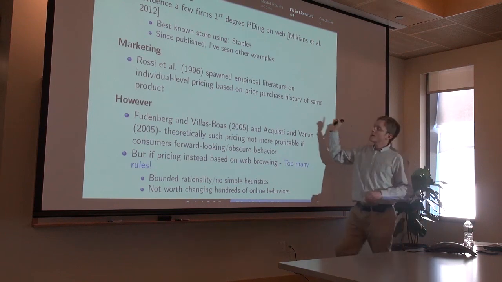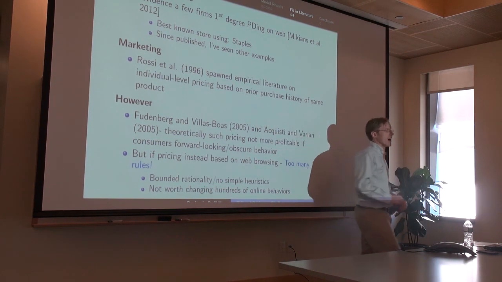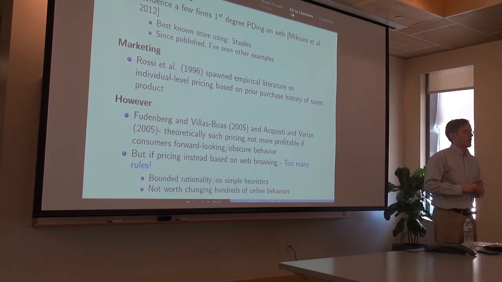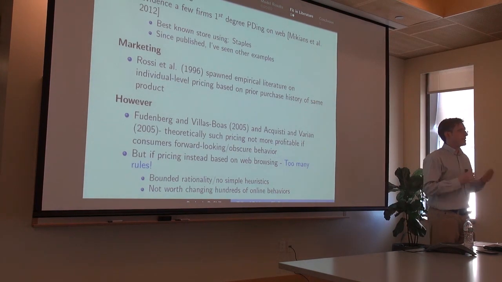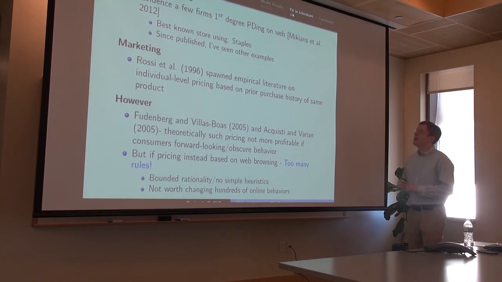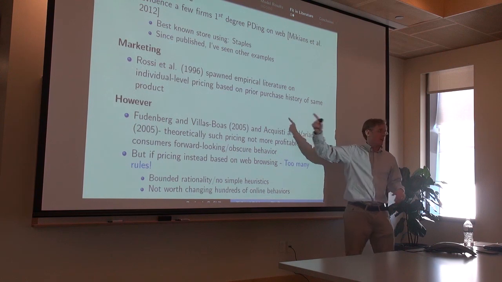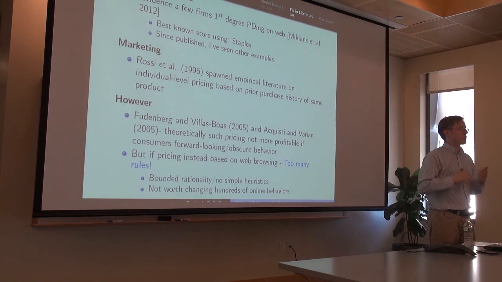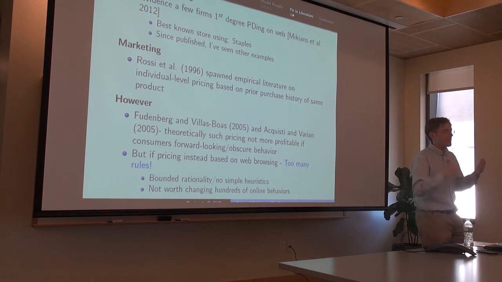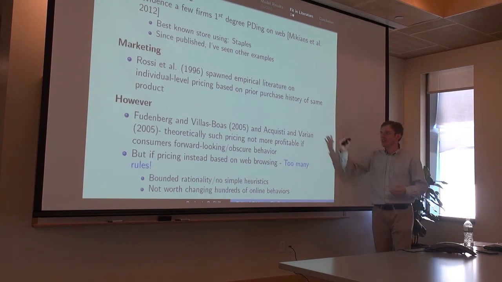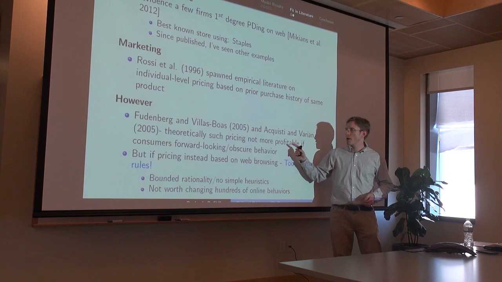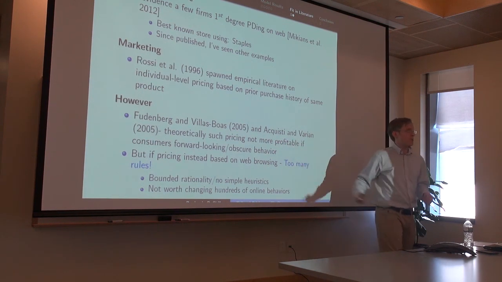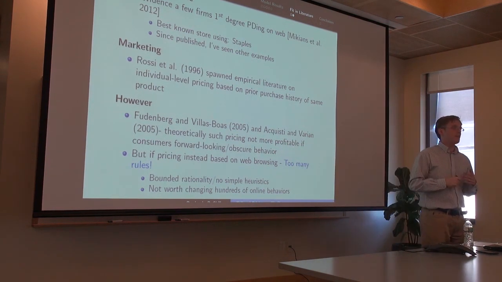Okay, so there actually was some work in marketing on person-specific pricing almost 15, 20 years ago. And what they did is they based the price on a person's past purchase history for that same item. And I think that's a very different type of pricing, and I'll explain why. So a couple of theory papers later looked at what happens if you do this.